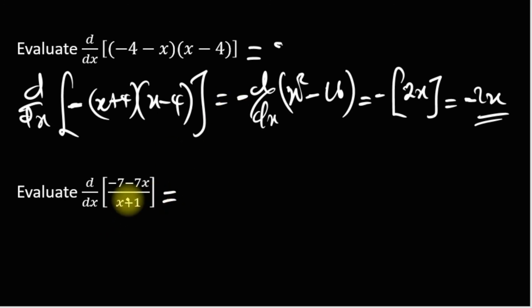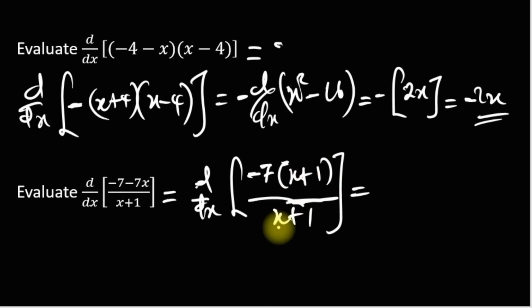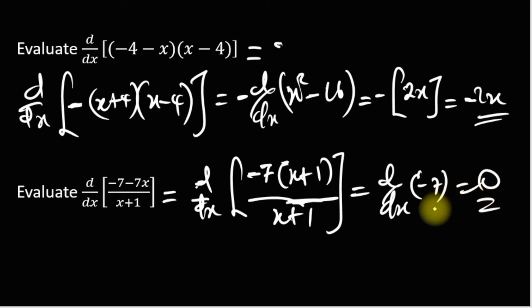In the same way, we're asked to find the derivative of this without wasting time. I'll bring out the minus sign and minus 7. If you notice, what is common is minus 7, and this is now x plus 1, this x plus 1. Yes, they're the same. So this means the derivative of minus 7, the answer is 0. So you don't need to waste your time.